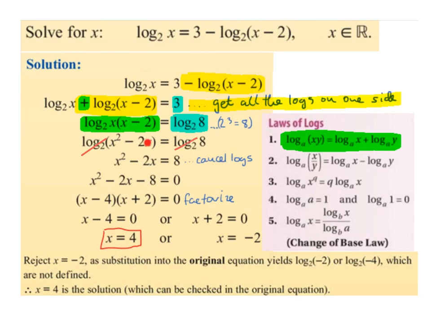We bring down the x squared minus 2x, and we bring down the 8. So we just cancelled our logs in that step. Now we bring the 8 over the equal sign, it becomes minus 8, and now we have a quadratic trinomial. So we factorize, so we get x minus 4 multiplied by x plus 2.